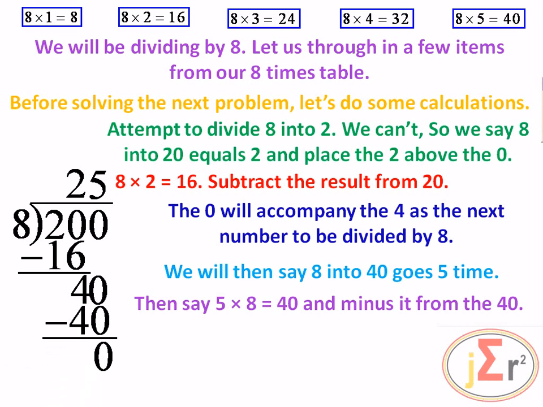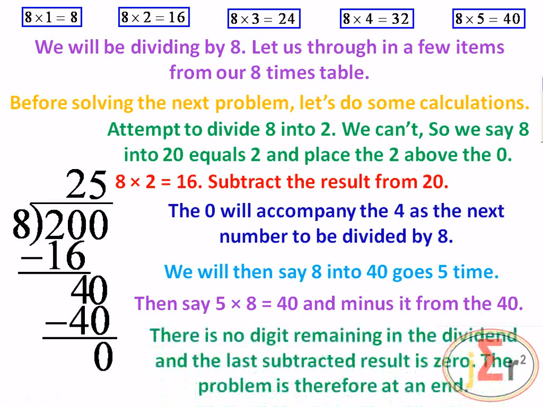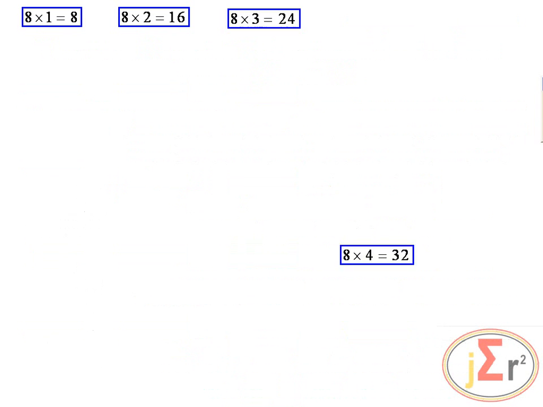So we have exhausted all of the digits in the dividend, and also the result that we have there crumbled to 0. There is no digit remaining in the dividend, and the last subtracted result is 0. The problem is therefore at an end. So when we divide 8 into 200, what do we get, Jerry? 25. That you have to bear in mind when we are solving the problem. So here's another one that we need to do.